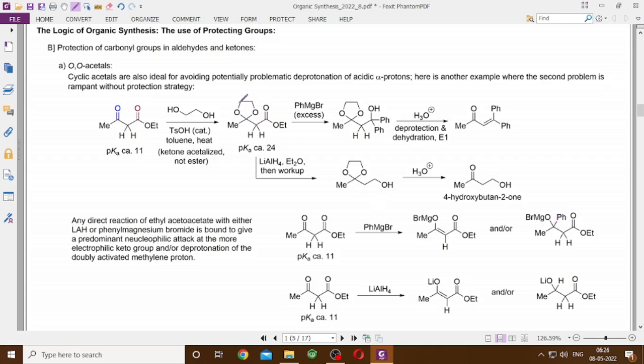Therefore you need to protect this keto group in the form of the cyclic acetal. Once you do that, you can add excess phenyl magnesium bromide and then you get your tertiary alcohol derivative.